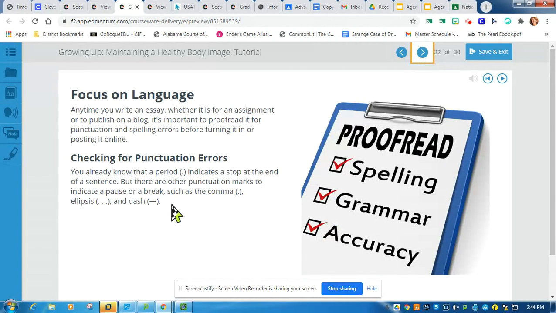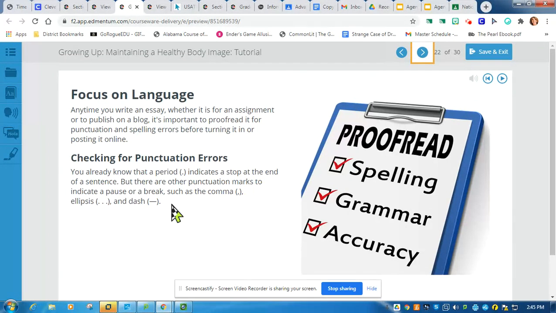Next, you want to focus on language. Anytime you write an essay, whether it's for an assignment or to publish on a blog, you want to proofread it for punctuation and spelling errors before turning it in or posting it online. Now, remember, your spelling and grammar is going to show up, I think, in squiggly lines, at least when you're typing it in Microsoft or Google platforms. There will be a squiggly line.